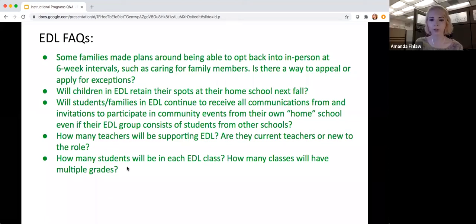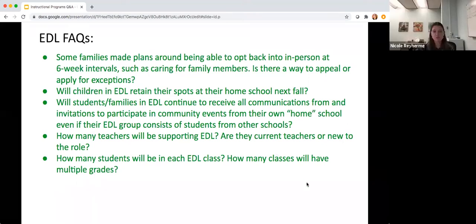How many students will be in each EDL class, and how many classes will have multiple grades? For this, we are capping our EDL classes at 30 or less, and many will be less. But we do not know about the general makeup of all of those classes yet, because again, we are waiting for our final EDL numbers to make sure that we have them all placed appropriately.